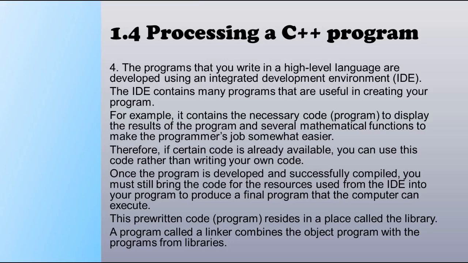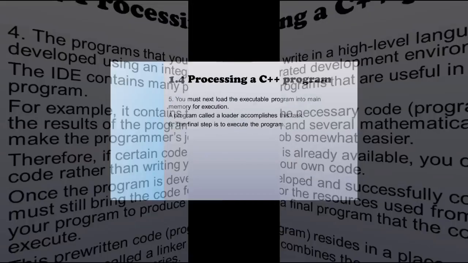Once the program is developed and successfully compiled, you must still bring the code for the resources used from the integrated development environment into your program to produce the final program that the computer can execute. This pre-written code resides in a place called the library. A program called a linker combines the object program with the programs from libraries.